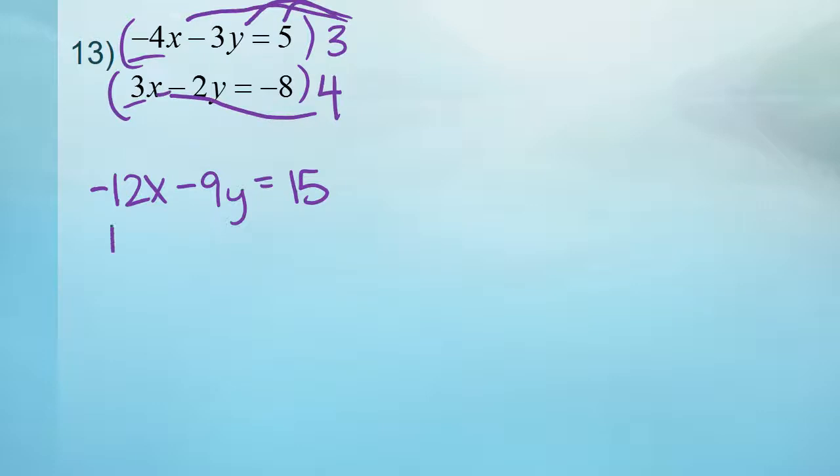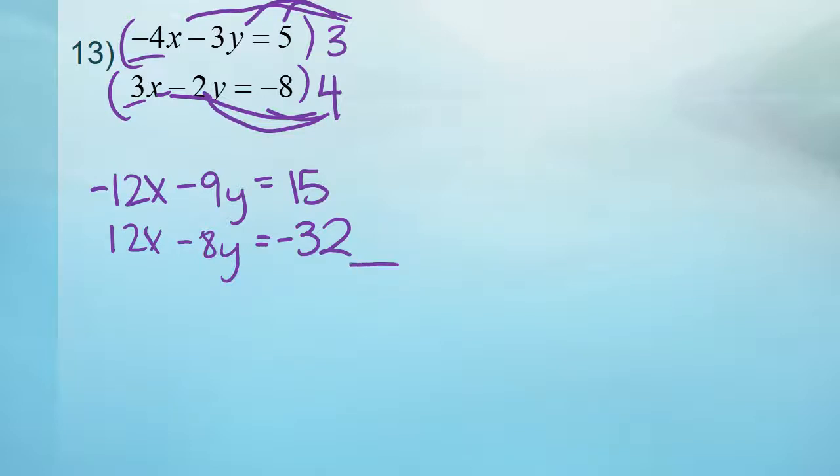Let's take a look at our second equation. 4 times 3x is 12x. 4 times negative 2 is negative 8y. 4 times 8. Again, if you need to get those calculators out, please do so. We end up with a negative 32.